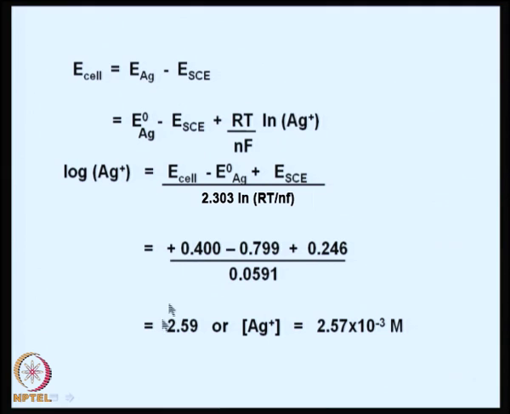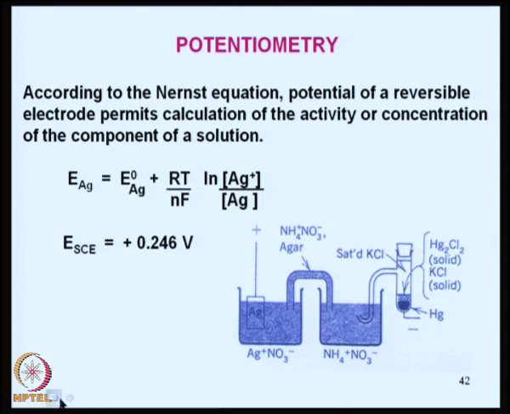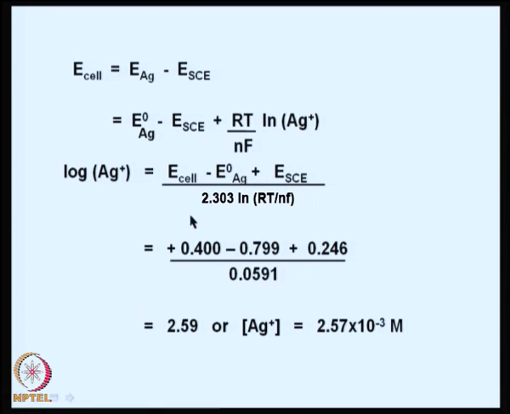So, when you solve this, you get log Ag plus is equal to minus 2.59. To convert it into silver concentration, you have to take the antilog of this, which gives Ag plus equal to 2.57 into 10 raised to minus 3 molar. That means, when you have this cell and it shows 0.400 volts, the concentration of silver should be 2.57 into 10 raised to minus 3.